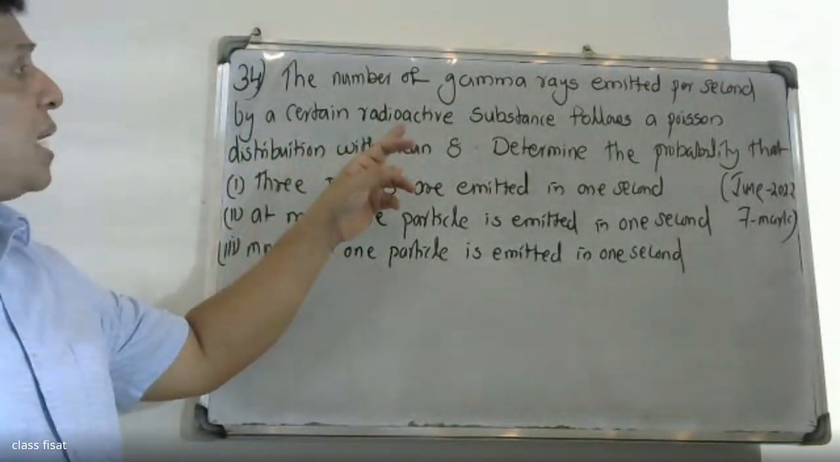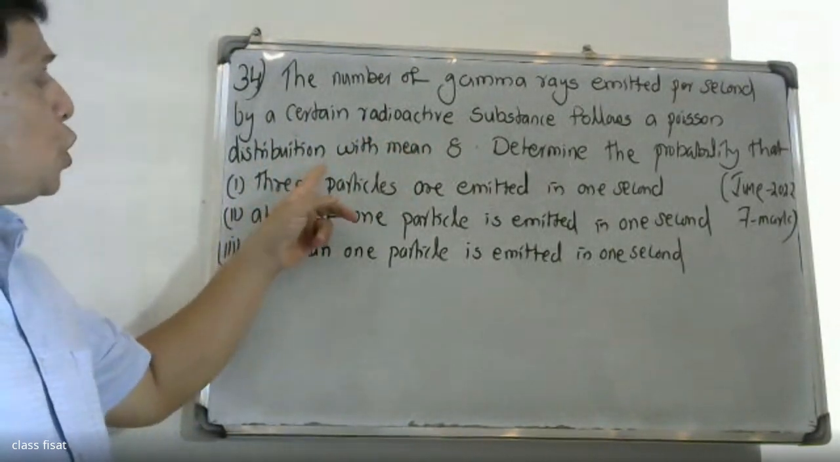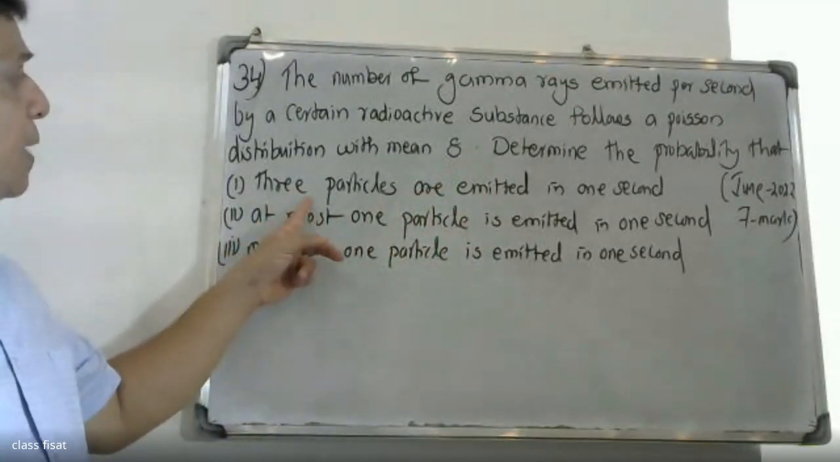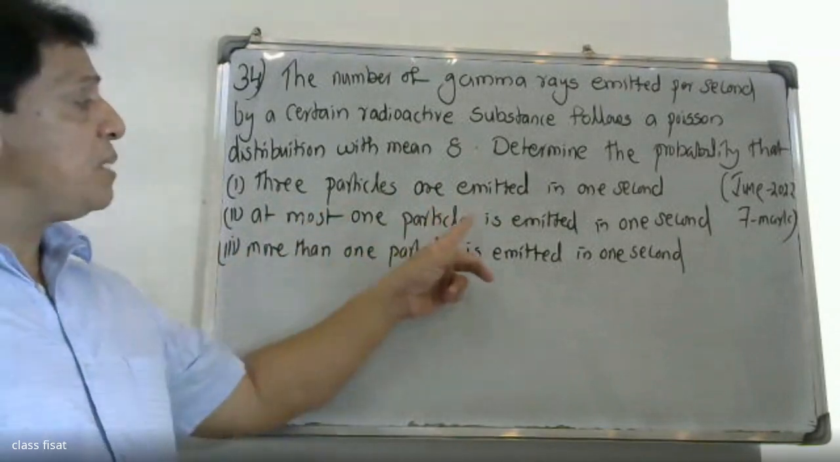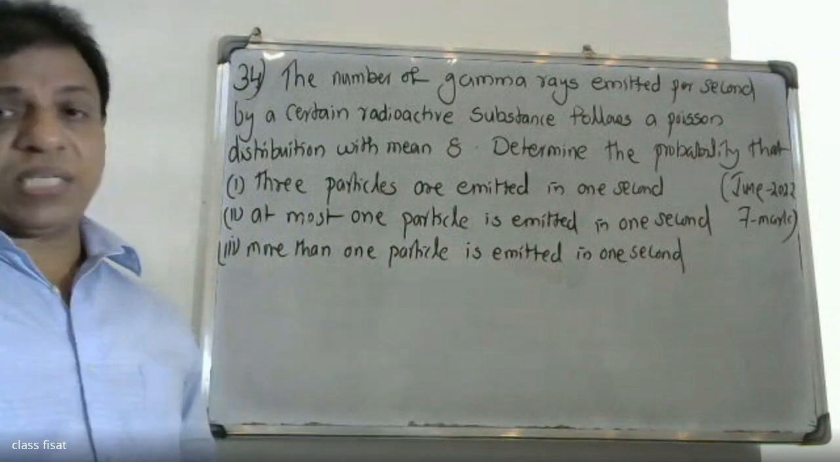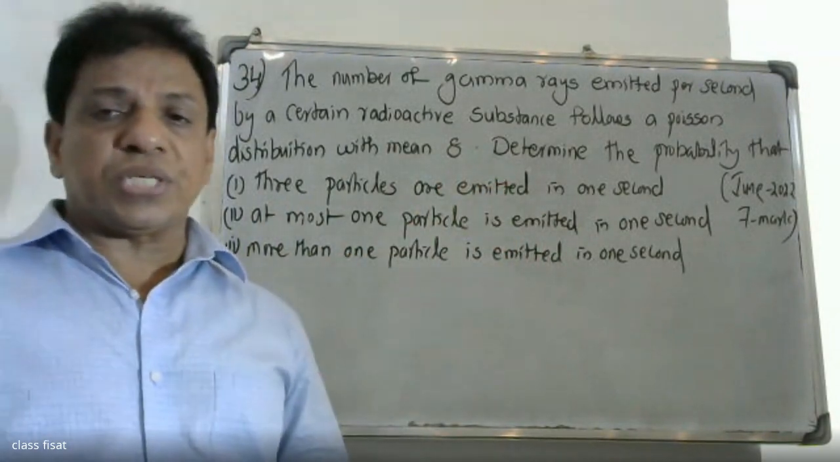The number of gamma rays emitted per second by a certain radioactive substance follows a Poisson distribution with mean 8. Determine the probability that: one, 3 particles are emitted in 1 second; two, at most 1 particle is emitted in 1 second; three, more than 1 particle is emitted in 1 second. This was a June 2022 question asked by KTU.